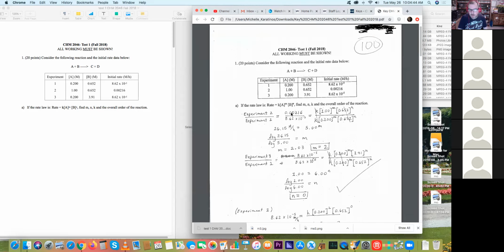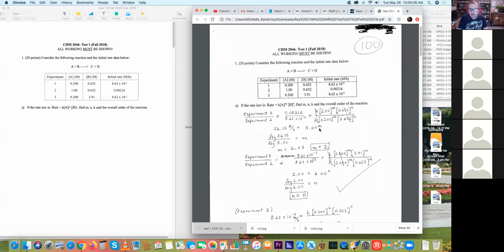So we do that, and you can see if we take 0.00216, divide it by this, we'll end up getting 26.15. Now, really, in reality, this student shouldn't have put these units here. Those units should have cancelled, and it would have been 26.15 equals 5.00 to the m. And you can see here, it's almost like 25.